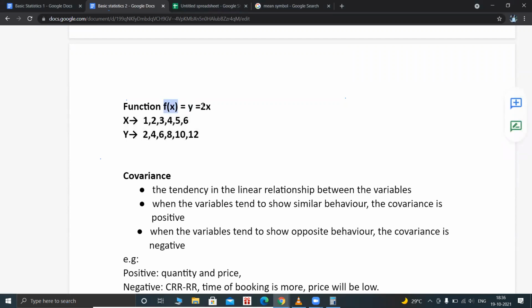What is f of x? F of x is equal to 2x. So it's better to write y. Y is equal to, I'm finding actually the y value based on some function. What is the function? F of x is equal to 2x, right? So if I substitute 1 in the place of x, what will be my y? If I substitute 2, what will be my y? If I substitute 3, what will be my y? So based on this function, 2x here.